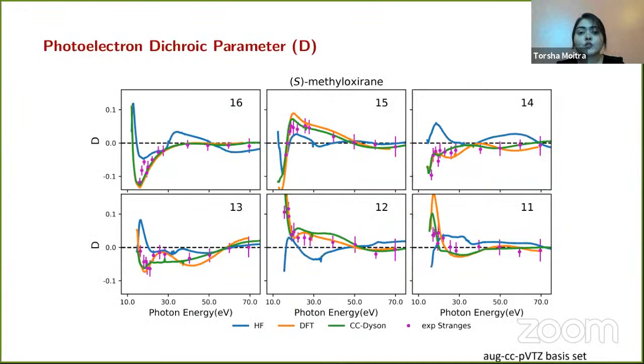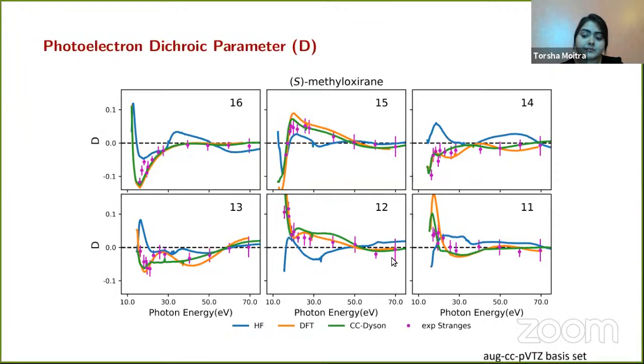Next, we looked into the photoelectron circular dichroism parameter of S-methyloxirane, which is a prototypical molecule for studying this parameter. We looked into the six outermost or the six lowest energy ionizations for this molecule. And here we see the importance of the inclusion of correlation in the treatment of the bound state of the system. The Koopmans' theorem-based Hartree-Fock molecular orbital shown by the blue lines are quite deviated from experiments or are of completely opposite sign. DFT performs better, but sometimes, like in the case of the ionization from the 11th molecular orbital, it shows larger deviation, whereas coupled cluster Dyson orbitals are almost always within the experimental error bars.